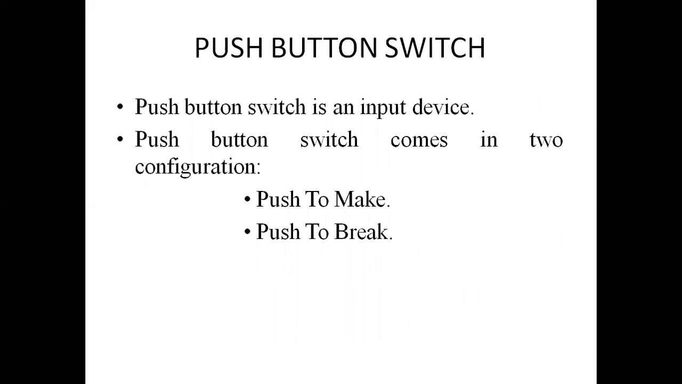So next is the push button switch. What do you mean by a push button switch? A push button switch is an input device. It comes in two configurations, push to make and push to break. In push to make, the switch is normally in open state and makes a circuit contact when it is pushed or pressed. In push to break, the switch is normally in closed state and it breaks the circuit contact when it is pushed or pressed. So this is about the push button switch.